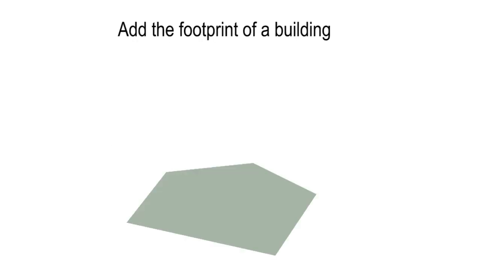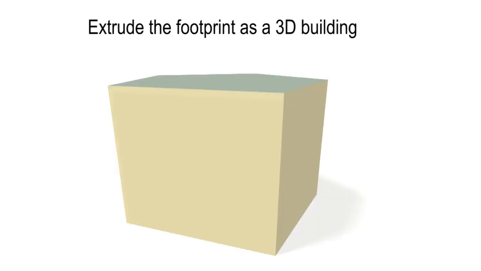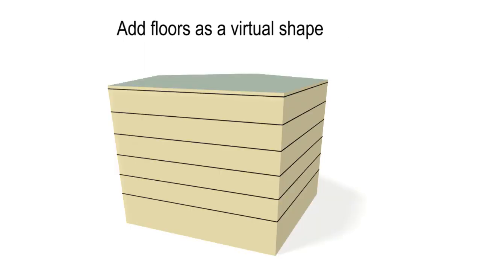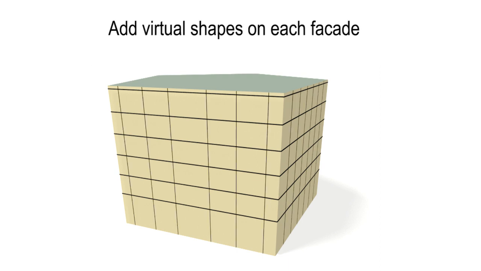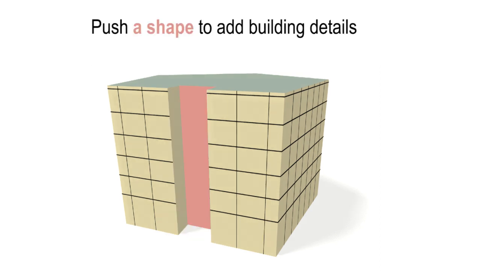Here is a modeling example to demonstrate the modeling process of SELEX. First, for the building, we start from a footprint and evolve it into a 3D shape by extrusion. Then, floors are added to the building as a virtual shape to coordinate floor alignments. During modeling, each facade has its own virtual shapes to coordinate architectural elements inside.